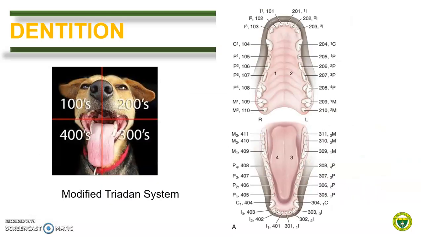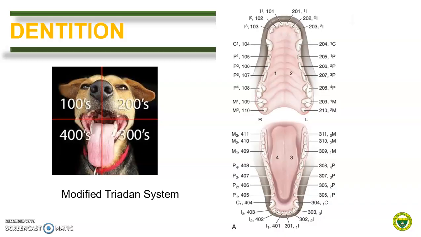It is also important for you to know the commonly used naming of teeth in the practice. This is called the modified Triadan system. It provides a consistent method of numbering teeth across different animal species. As you can see here, the oral cavity is divided into 4 quadrants. Numbering starts at the right maxillary followed by the left maxillary. It continues at the left mandible and finally at the right mandible.